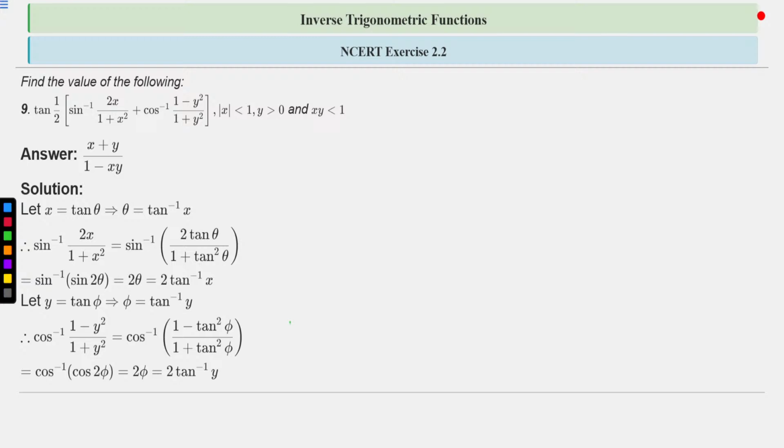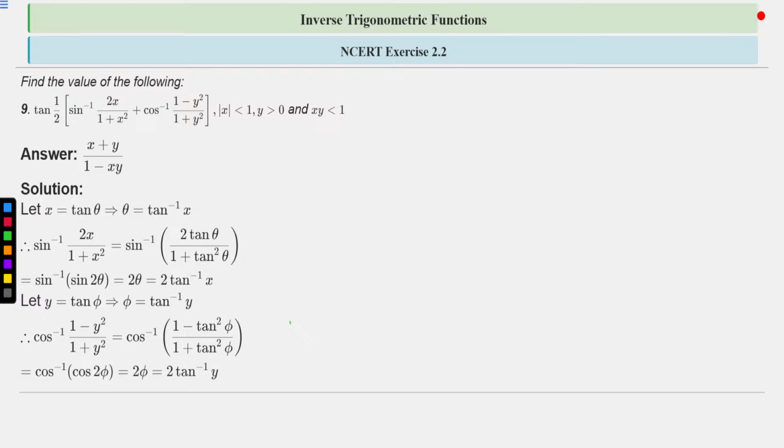And see, we know that 1 minus tan square phi upon 1 plus tan square phi is cos 2 phi. Therefore, we can write it as cos inverse cos 2 phi, which is equal to 2 phi, and it will be equal to 2 tan inverse y. Clear? So the first expression has given the value 2 tan inverse x, and the second expression has given the value 2 tan inverse y.